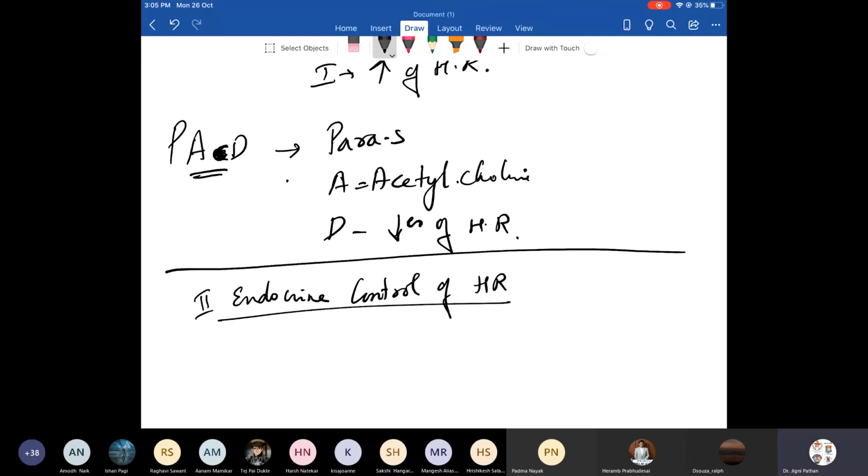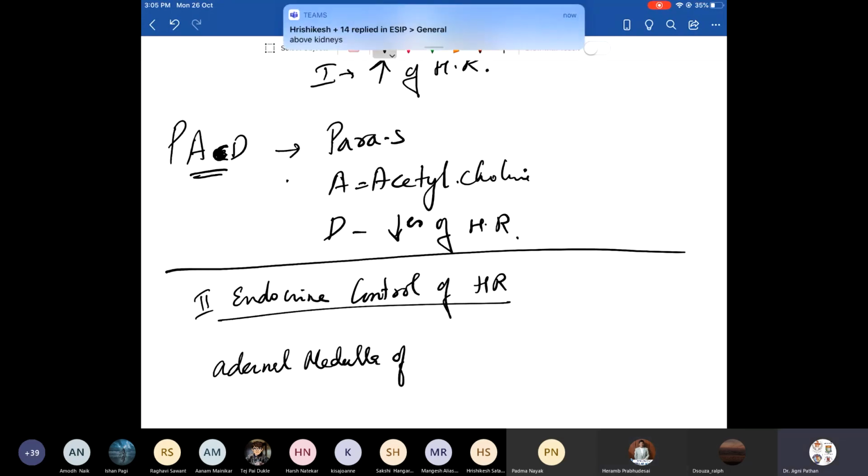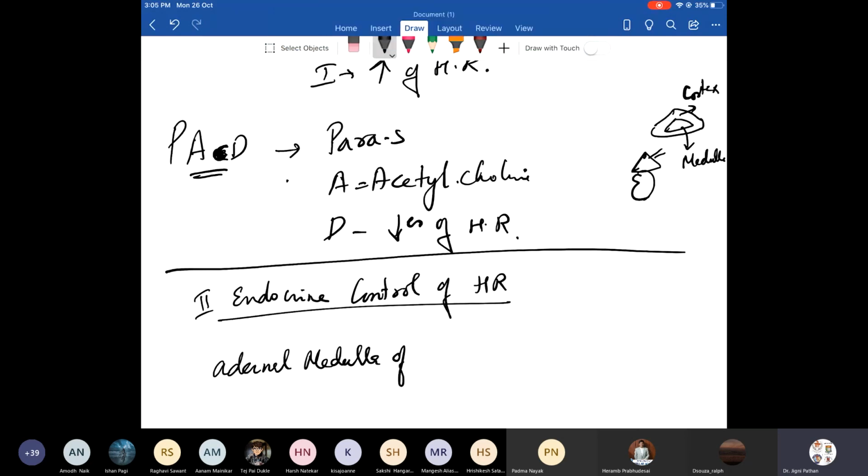See, adrenal gland. Where is the adrenal gland present? Who can tell me? Above kidney. Very good. Above kidney. If this is the kidney, here is the adrenal gland. This adrenal gland has two layers. One is adrenal cortex and the other is adrenal medulla. So the adrenal medulla of the adrenal gland.